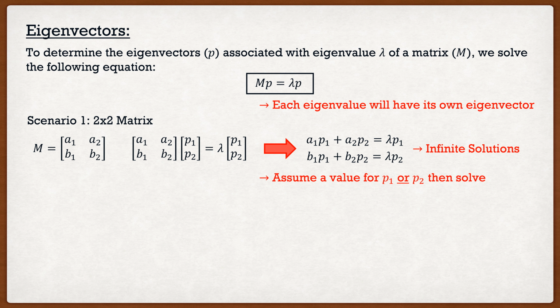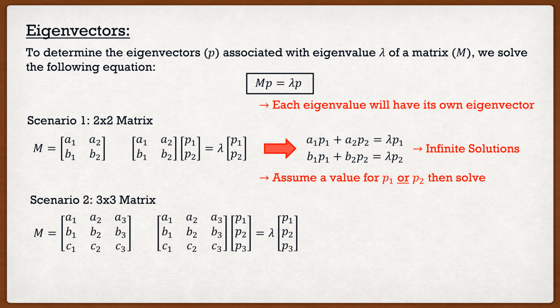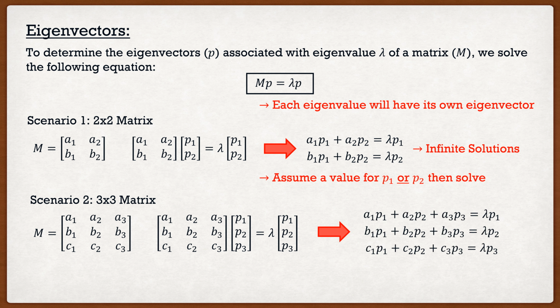All right, so it's actually not too bad. If we look at scenario 2, 3 by 3, same methodology, we have M multiplied by p is equal to lambda p, and in this case we have three equations with three unknowns. Sounds simple again, but of course we have infinite solutions. So in this particular case, we assume a value for p1, p2, or p3, so just one of them. We don't assume values for all of them. We just assume a value for one of them, and then we solve.